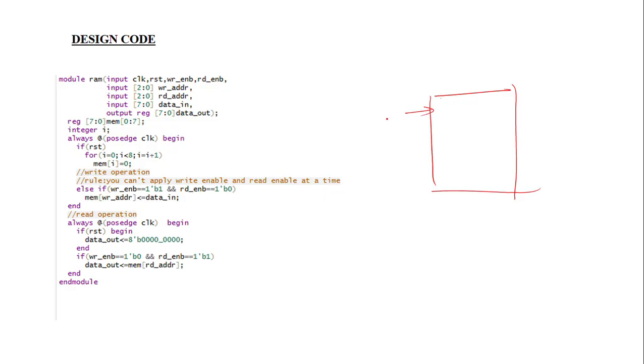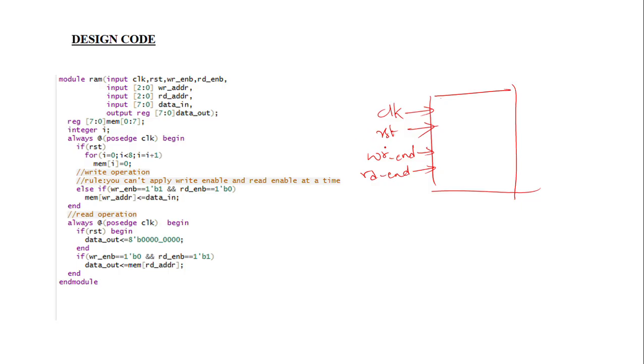So here we can consider clock. You know that all the clock and reset, according to the clock, it will execute on the positive or negative edge. So clock, reset, write_enable, read_enable. When you enable these two, then only it will happen. In RAM, mainly, first we have to write the data into the memory. Whatever the data from the user, it will be written into the memory.